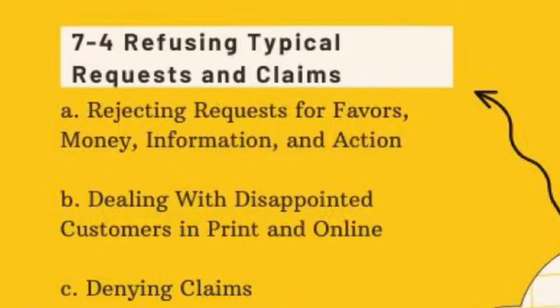The first point is rejecting requests for favors, money, information, and action. Requests for favors, money, information, and action may come from charities, friends, or business partners. However, resources are usually limited. The second point is dealing with disappointed customers in print and online.